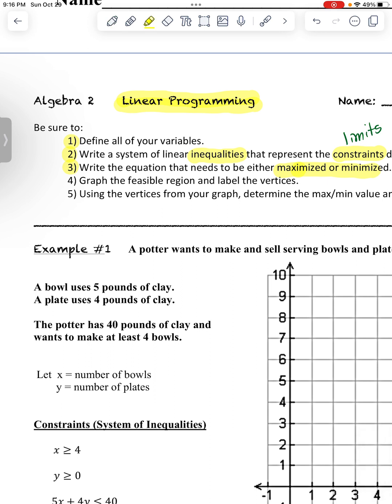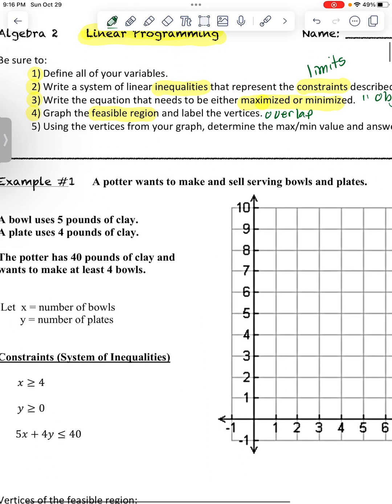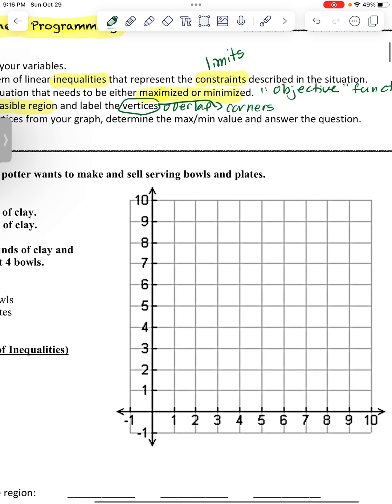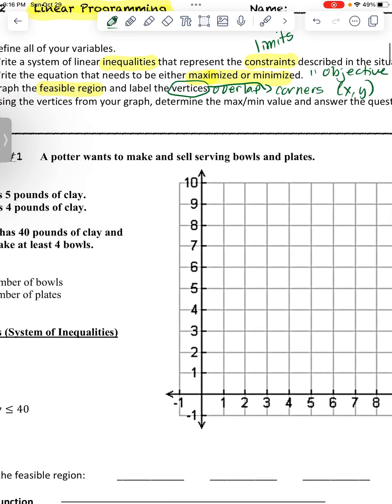After we have all that, we're going to graph the feasible region. That's going to be inequalities where all of the shading overlaps. So we're going to be looking for that overlap. We've done that before too. And then we're going to find the vertices. The vertices are like the corners of that region, and they're going to be points. So we'll have X and Y points for each vertex or corner.